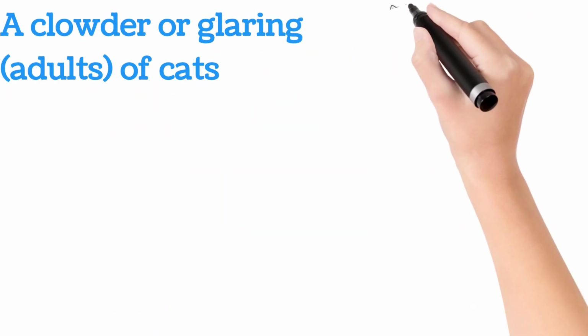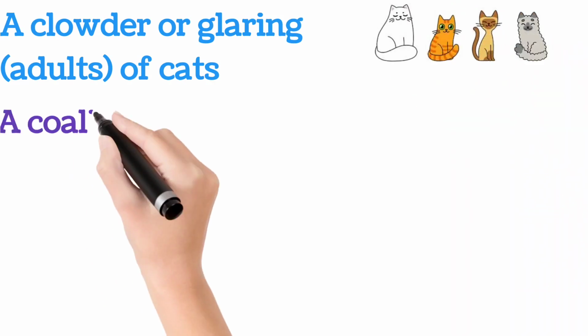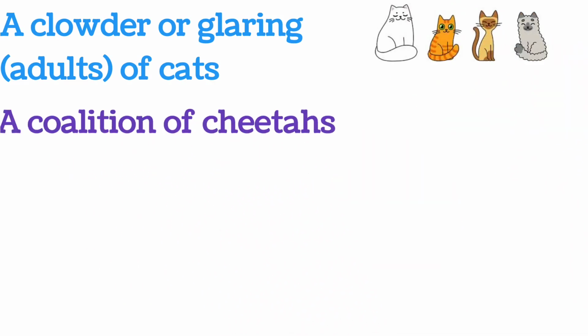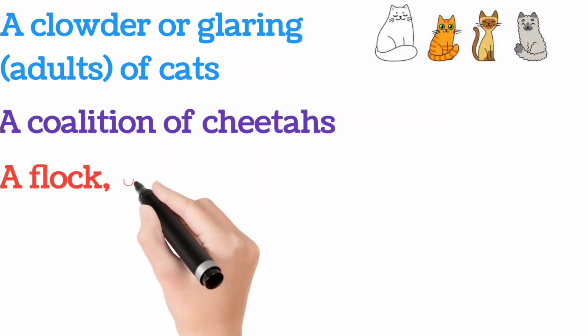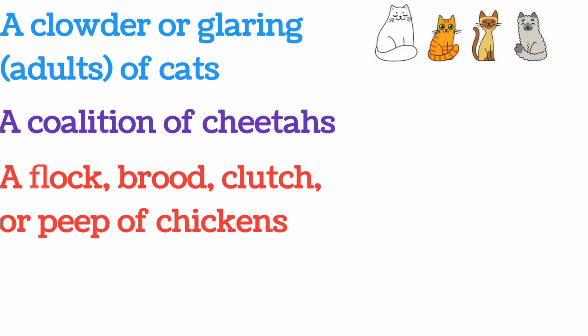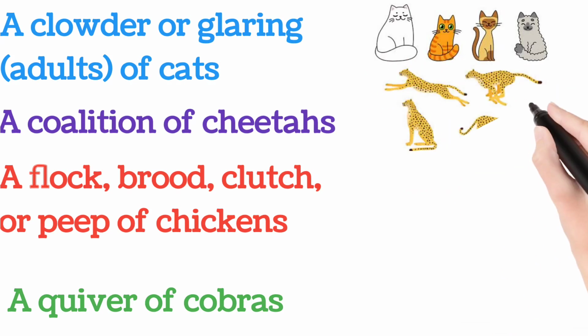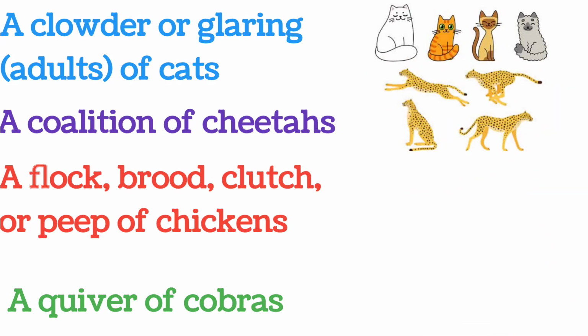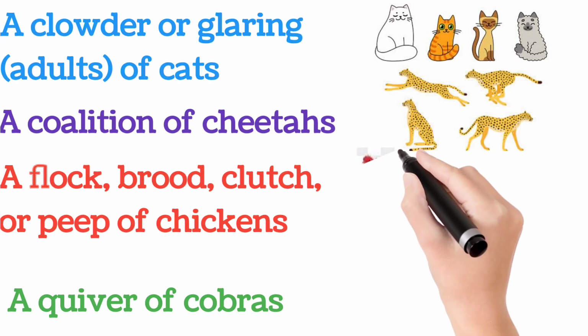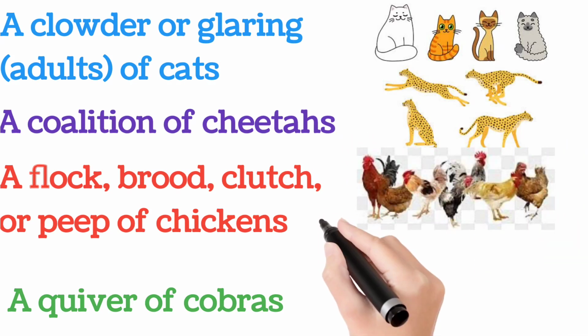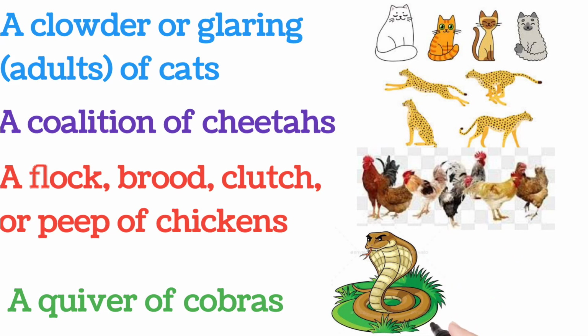A clowder or a glaring of cats. A coalition of cheetahs. A flock, brood, clutch or peep of chickens. A quiver of cobras. Clowder, glaring, coalition, flock, brood, clutch, peep and quiver are the collective nouns because they show the collection of the things. This is not an easy job to remember the collective nouns, so you have to remember all of these.